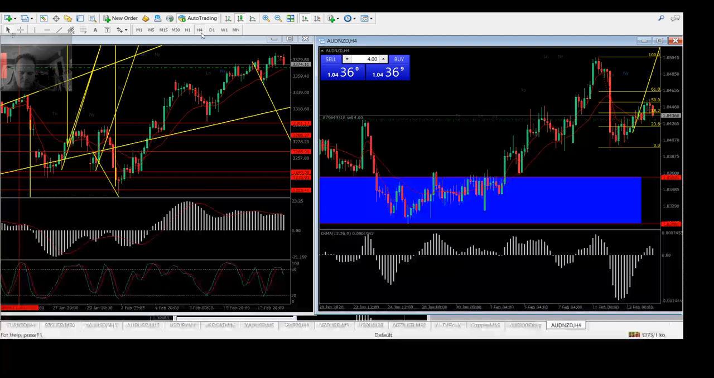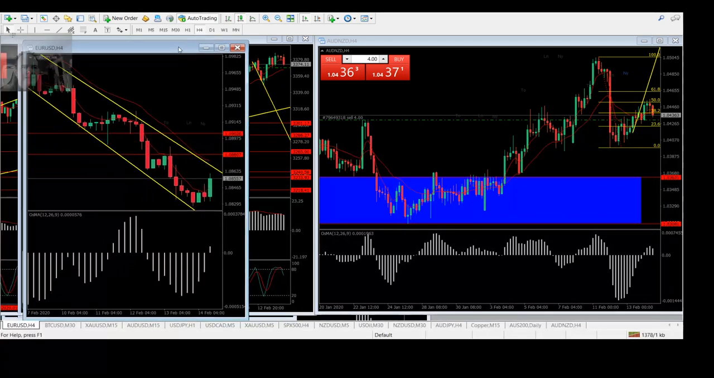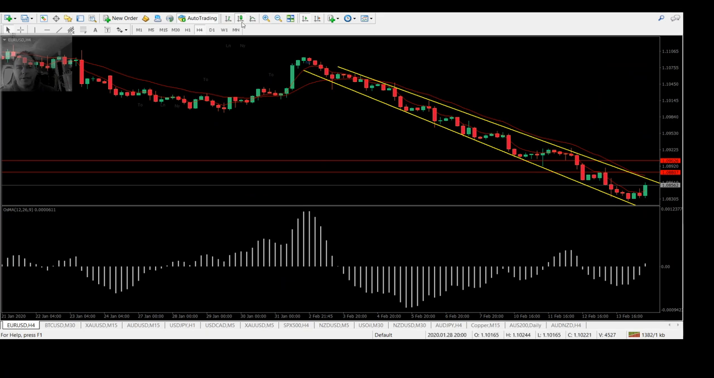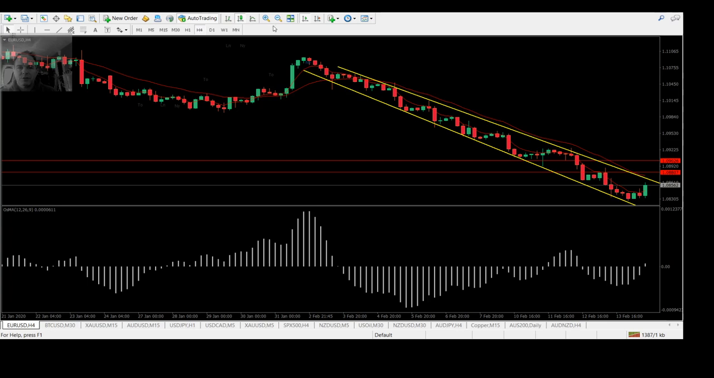Okay, so why don't we jump around to another currency pair? Because let's face it, the Aussie-New Zealand is not a popular traded pair, which is one of the reasons why I'm trading it. Now here we have the Euro versus the USD.